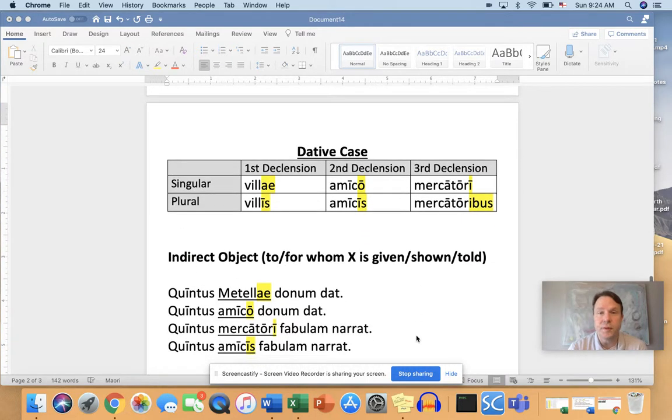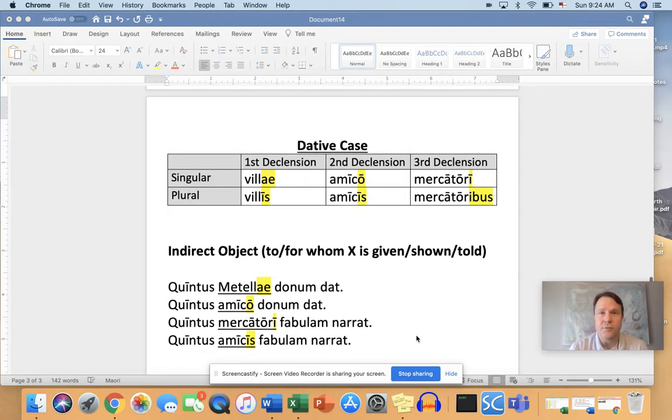Now, I don't know about you, but I only kind of understood what that meant when I was in high school. In middle school, I could recite it. It indirectly receives the action of the verb. I don't know what that means. So here's what I always tell my students. It's to or for whom you give or you show or you tell something.